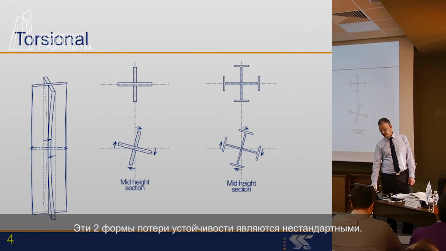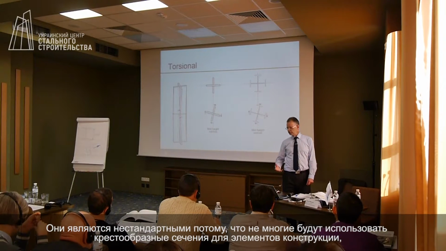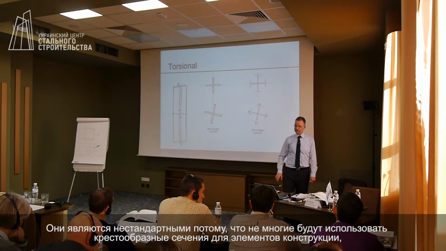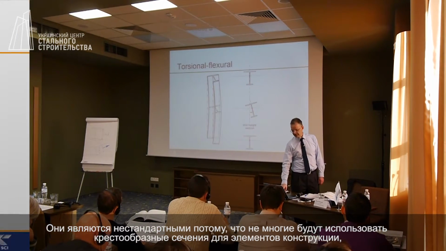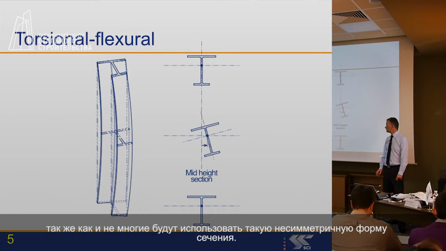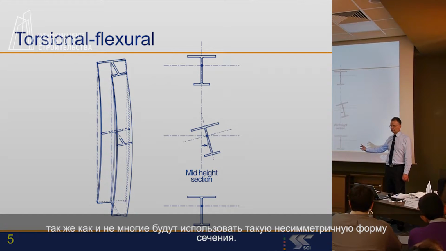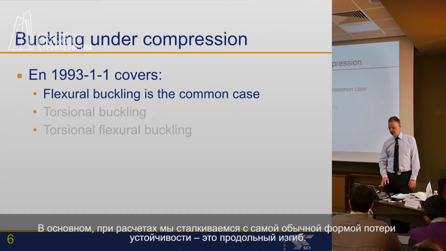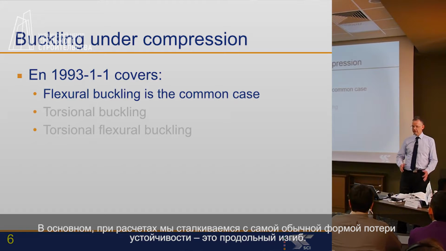These 2 forms of buckling are unusual. They are unusual because not many people decide to use a cruciform section as a strut, not many people decide to use an asymmetric section as a strut. So the very common case that we come across almost always is just ordinary flexural buckling.